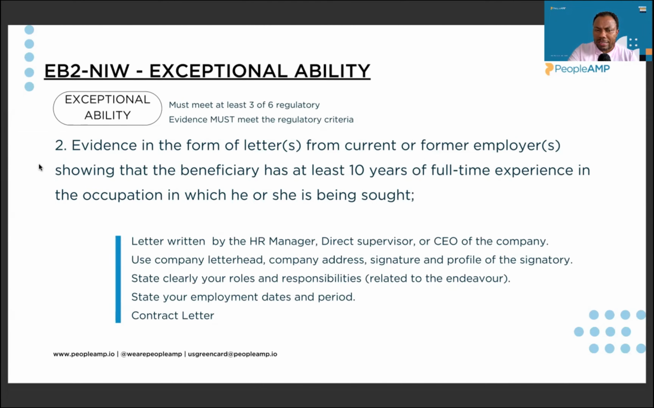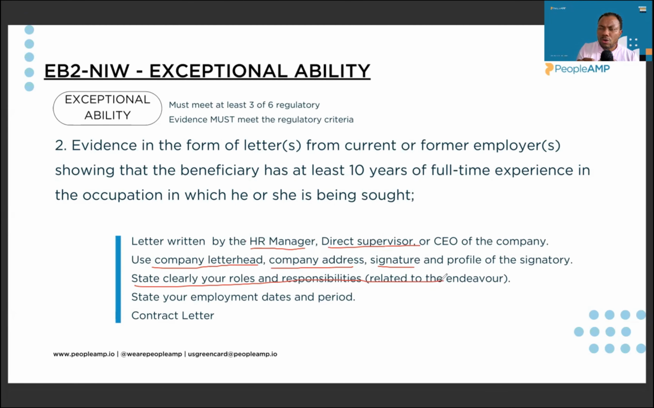What you need to do is get a letter from the HR manager or your direct supervisor, or the CEO of the company, that shows that you have worked in this company between this period and this period. Remember, stating the time you have spent in that company is critical to meeting this evidence too. Now, it's highly recommended that this letter is on the company letterhead that shows the company address, and has the signature and the profile of whoever wrote the letter for you. Third, I prefer, and it's also stated, that you try to have the roles and responsibilities that you performed during that period.